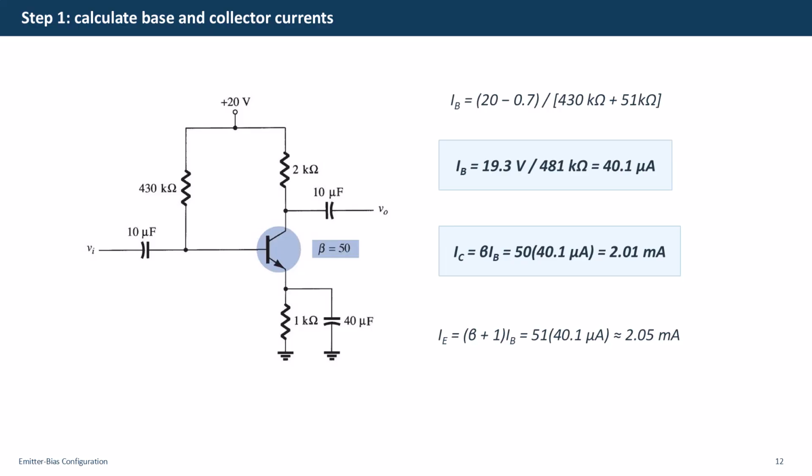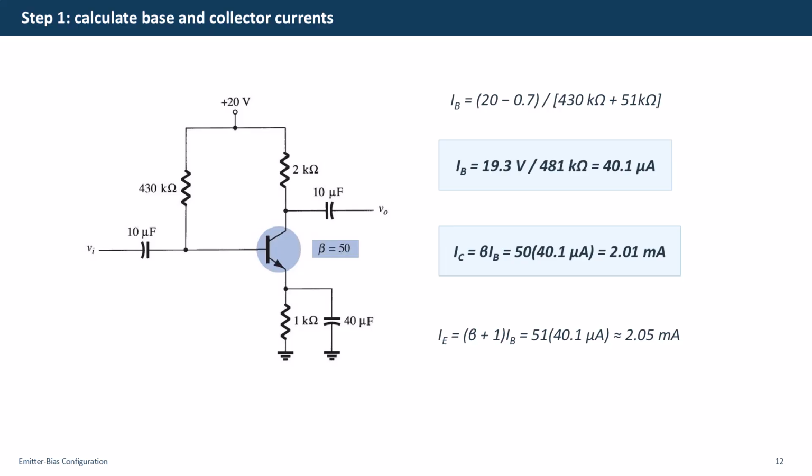Beta plus 1 is 51. So the reflected emitter resistance is 51 kilo ohms. Adding this to the 430 kilo ohm base resistor gives a total effective resistance of 481 kilo ohms. The available loop voltage is 20 minus 0.7 or 19.3 volts. Therefore, base current is 40.1 microamperes.